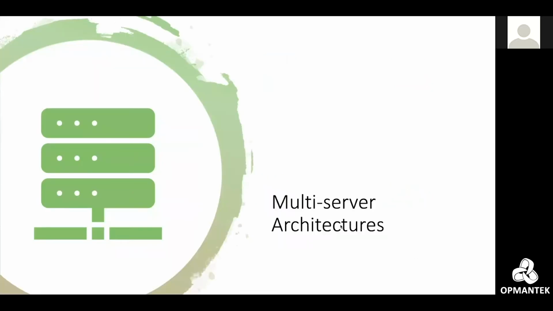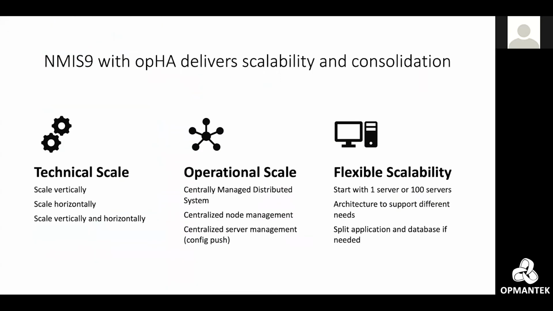So why is all this important? It's all about the data. It's all about multi-server architectures. The big thing that NMIS 9 helps us with is better multi-server architectures. We want to get to the point where we can have more flexibility and do more things with our multi-server architectures, and we get driven to this by our customers. This is what our customers ask for. So NMIS 9 with OPHA delivers scalability and consolidation. These are two really critical things.